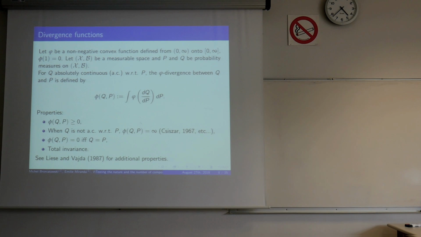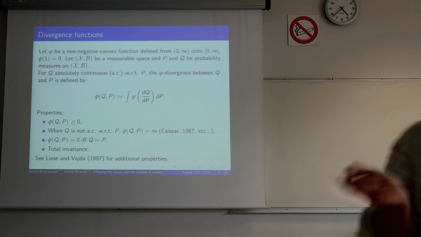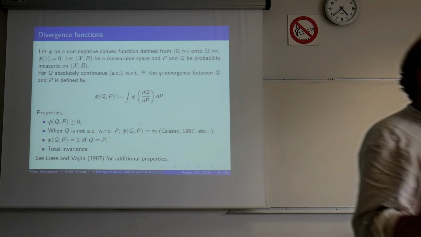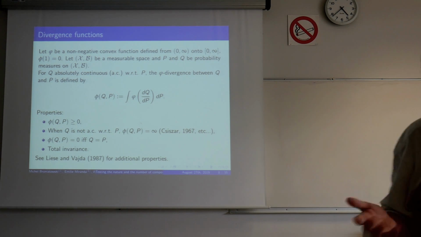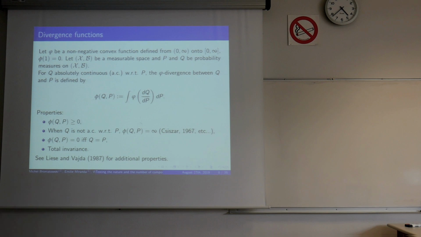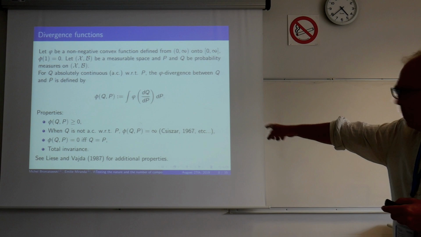invariance. That means that if you make the same smooth transformation on Q and P, this does not change the value of the distance. So it is intrinsic somehow. This is one of the reasons why we use that. This has been developed widely by so many people, Liese, Vajda.